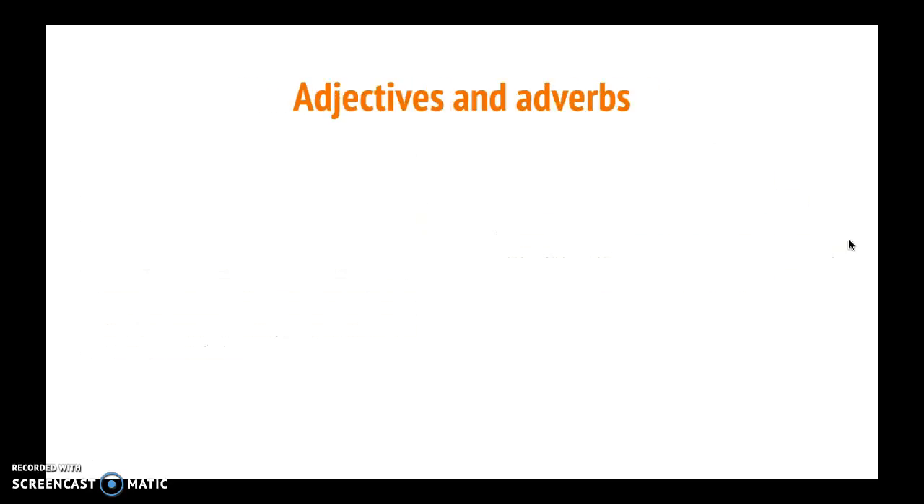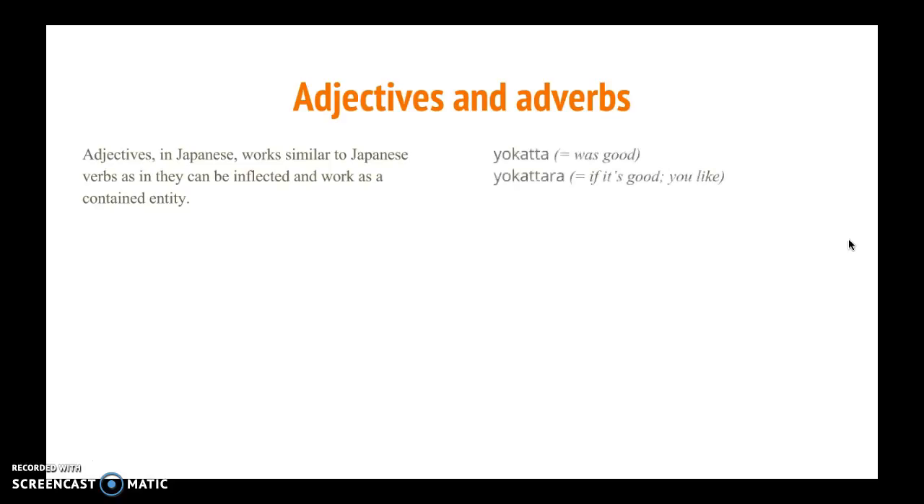Let's move on to adjectives and adverbs. Adjectives in Japanese work similar to Japanese verbs, as in they can be inflected and work as a contained entity or unit. Yokatta means was good. Yokattara, if it's good, or if you like.